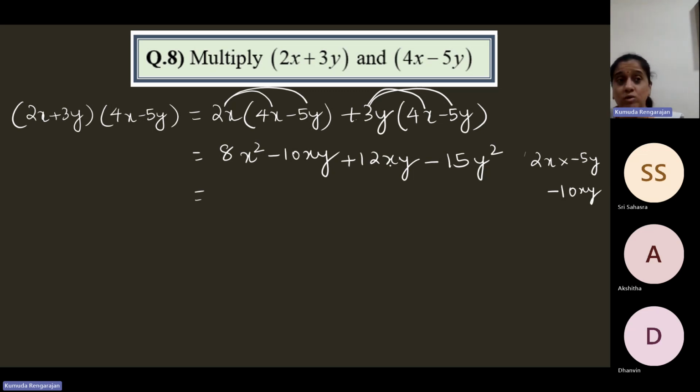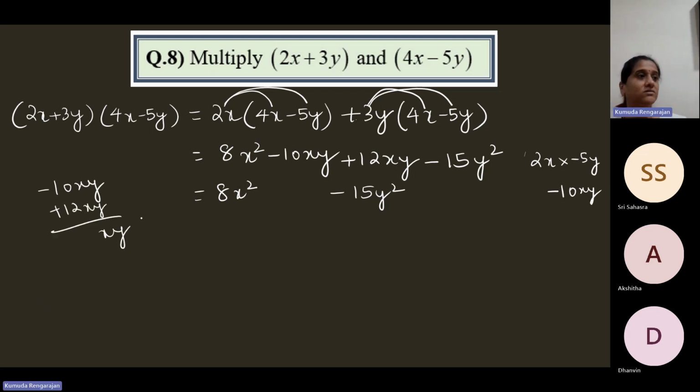Now you can see, now it's no more multiplication. Can you see the like terms? Xy, xy. So write 8x square as it is. This minus 15y square as it is. Now simplify these two like terms. Okay, minus 10xy plus 12xy. So xy will come as it is. When you're adding or subtracting, only the numerical coefficients you should add or subtract. Xy will come as it is.